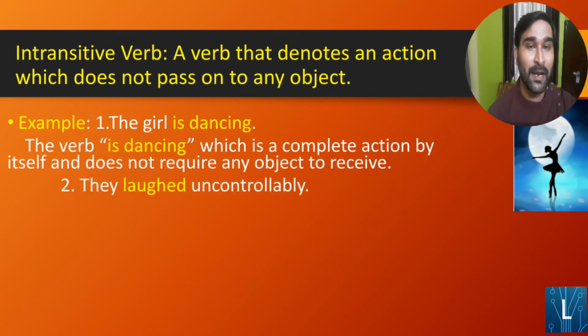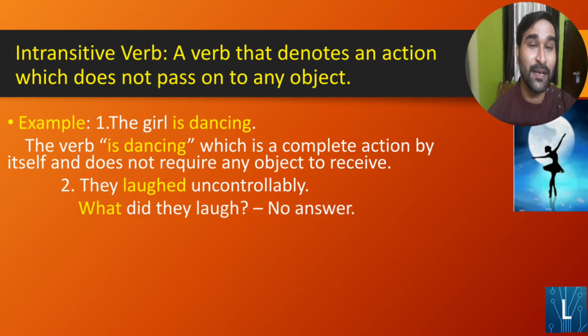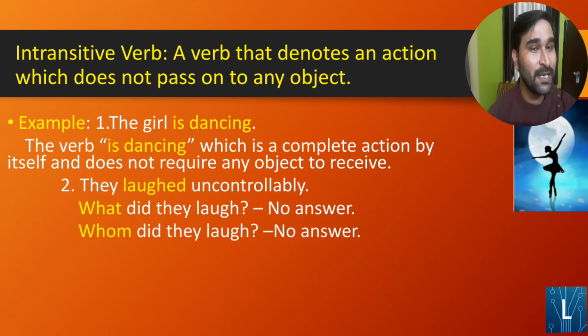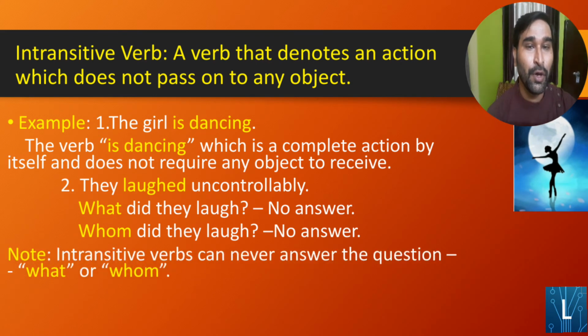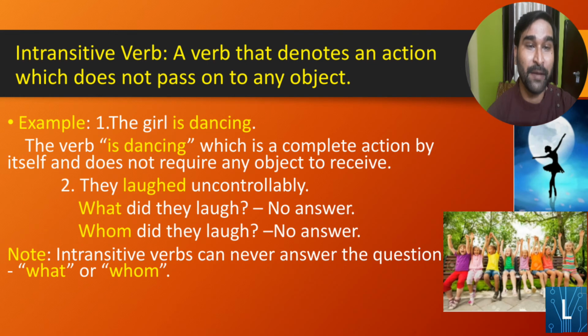Now the next example, they laughed uncontrollably. What did they laugh? If we ask the question with what, I think you are not getting an answer, so no answer. Next question, whom did they laugh? That is a condition actually, so here also you are getting no answer. So note, intransitive verbs can never answer the question by asking what or whom. That's why they have been called intransitive verbs.